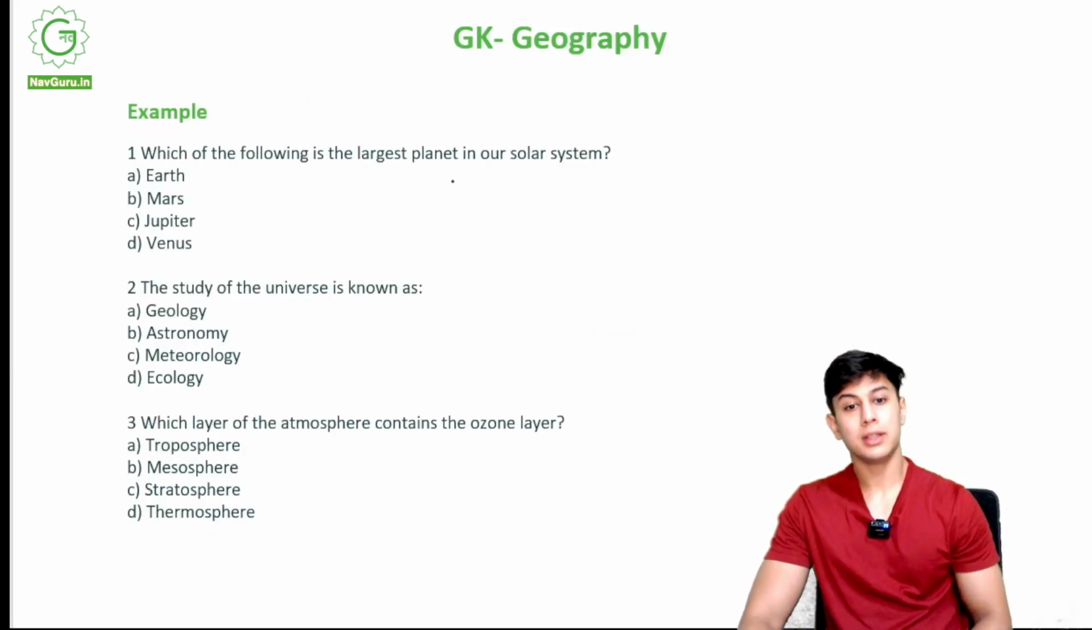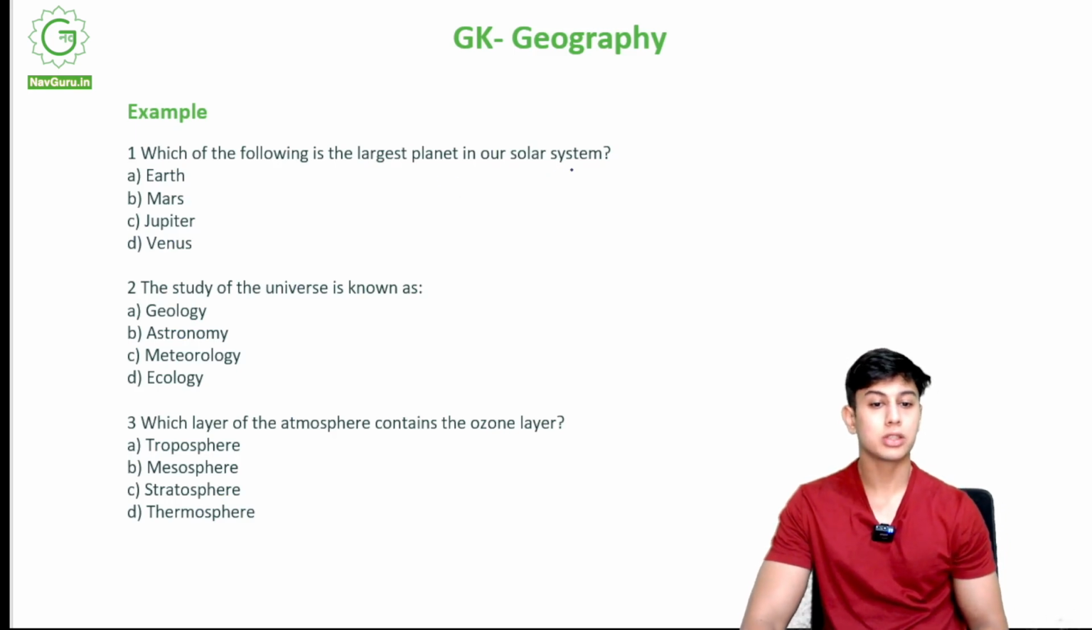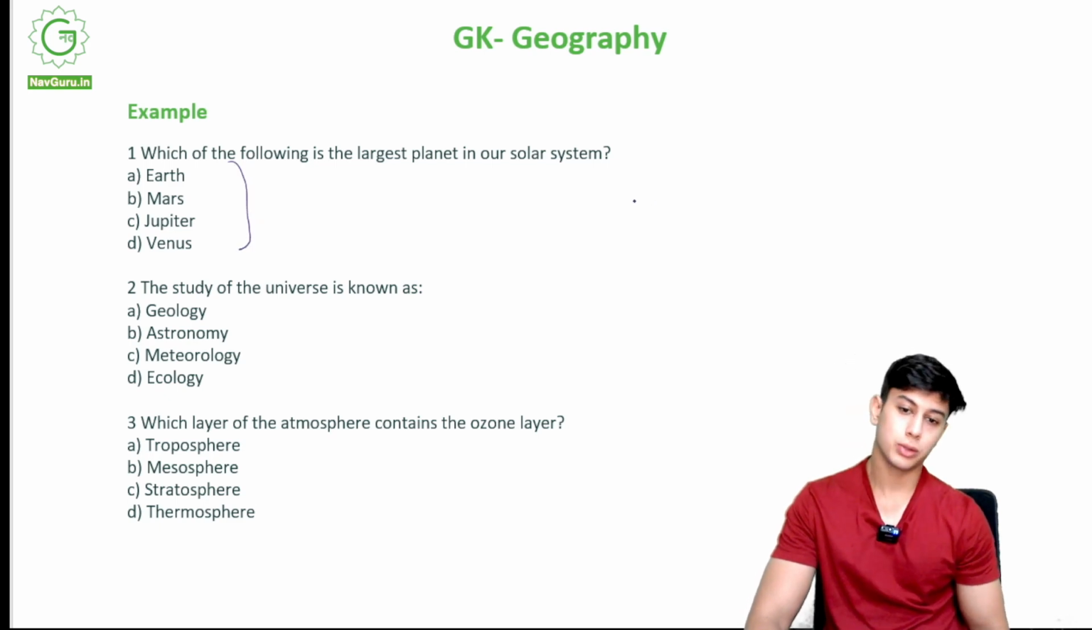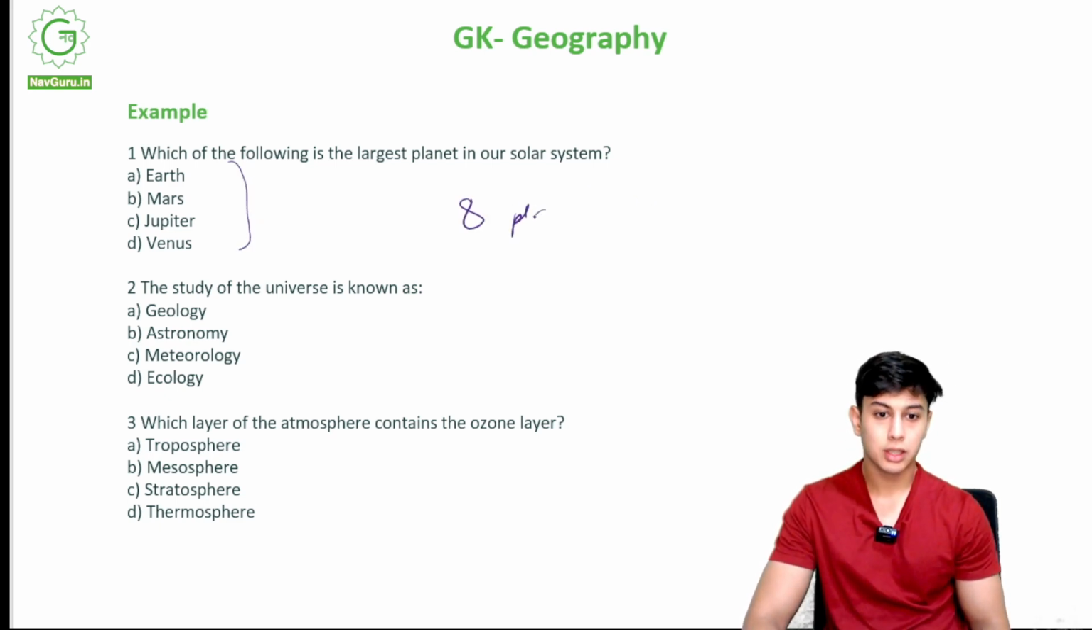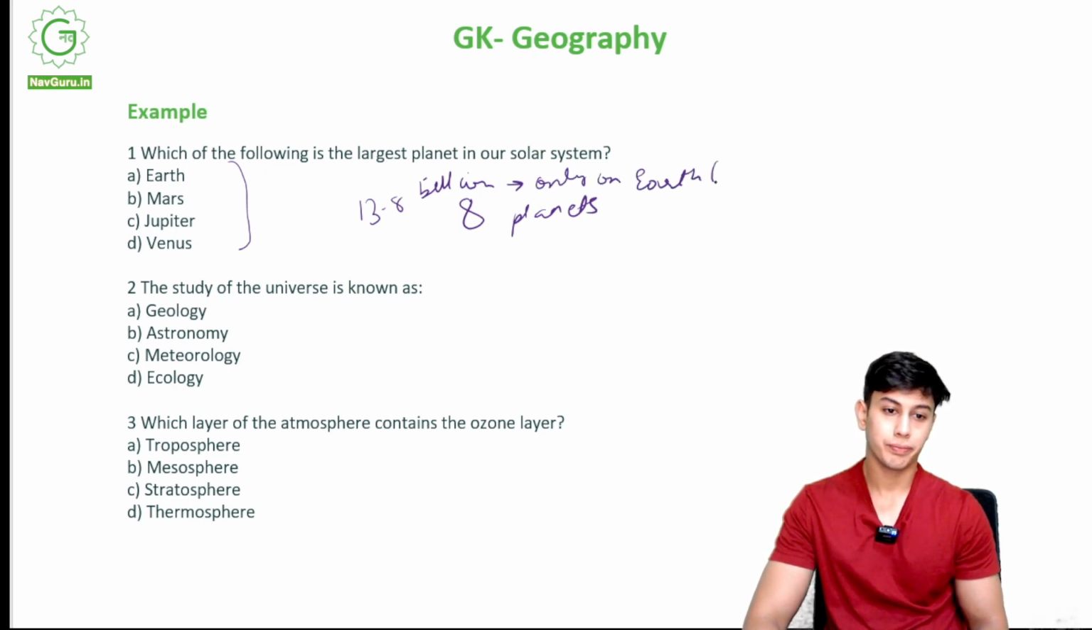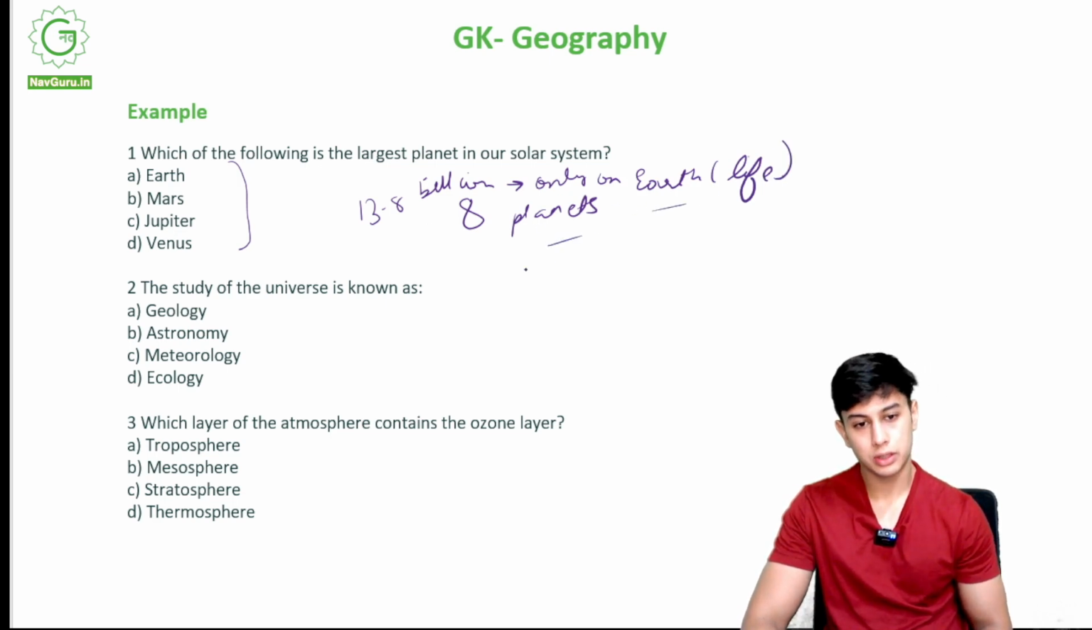Which of the following is the largest planet in our solar system? We studied the solar system. How many planets are there? 8 planets, right? We studied about terrestrial planets, Jovian planets, and the universe. How old is it? We studied how there is life only on Earth.